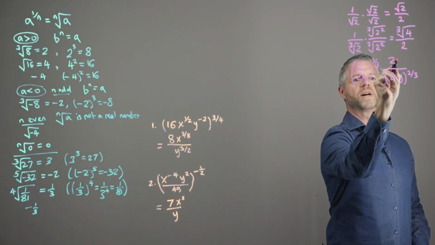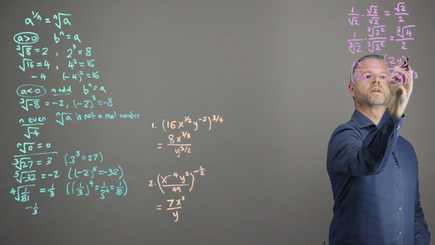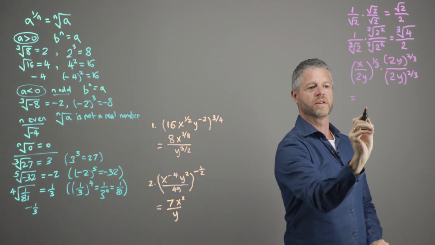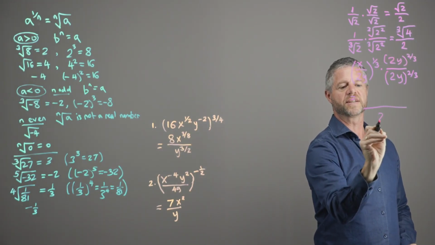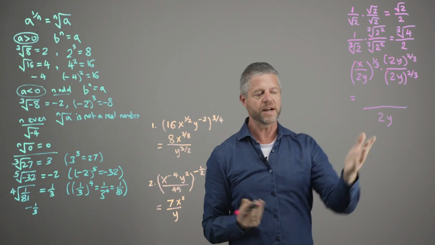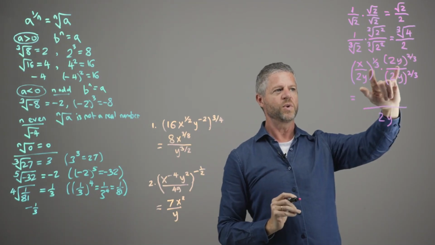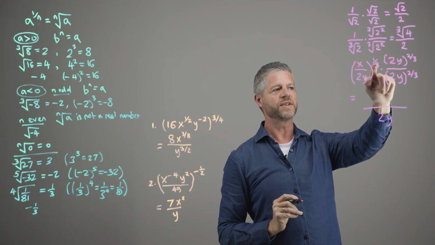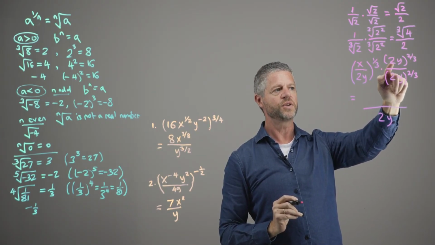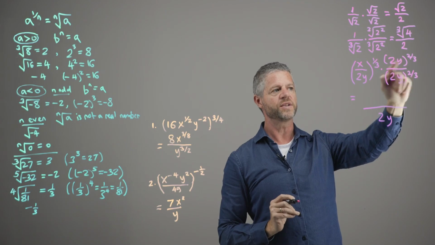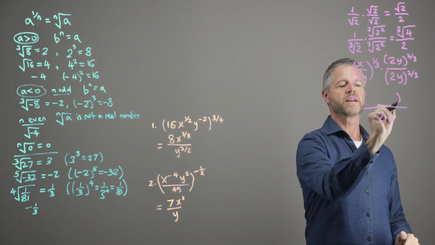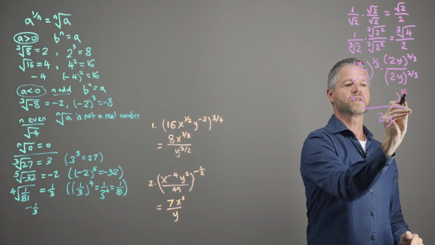So we've got 2y to the 2/3. It's easy enough to see what we've got in the denominator now. We've just got 2y. But what do we have in the numerator? So we've got x to the 1/3. We've got 2 to the 2/3, and we've got y to the 2/3. So let's think about what we would need to write here to have everything to the 1/3.